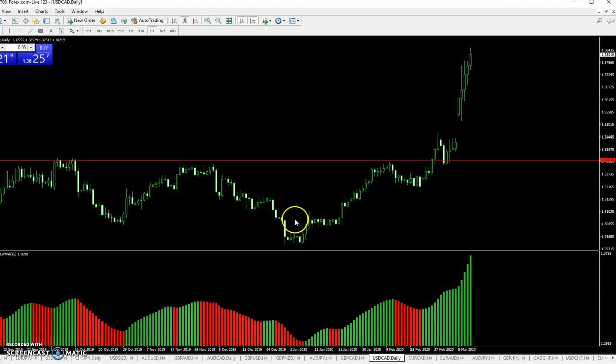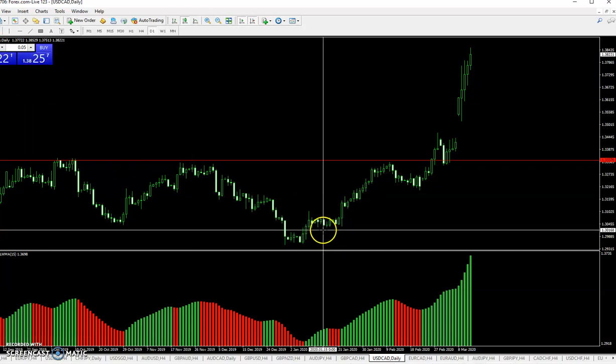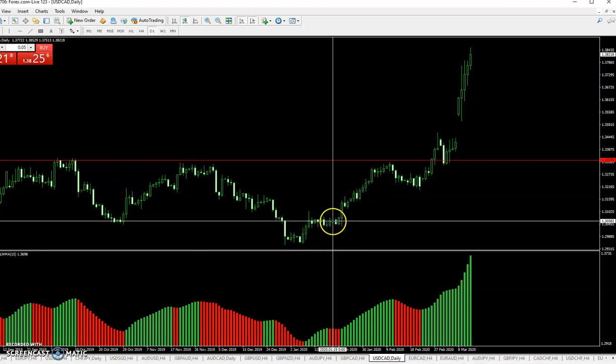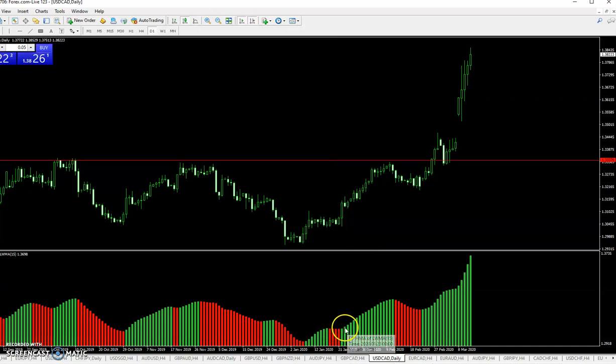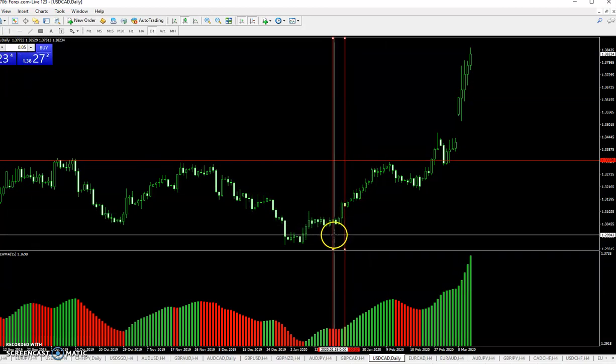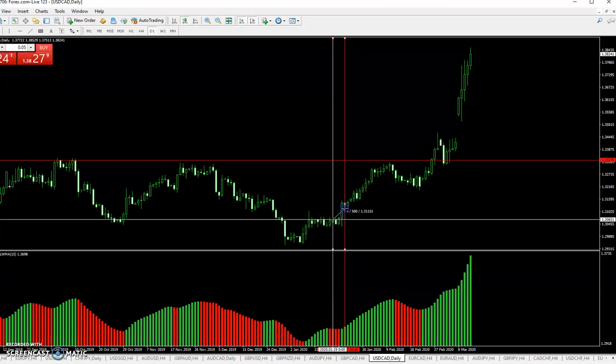For example, this would have been a loss right here if you would have gotten a sell on here, and you would have gotten out on the second candle, which is here. So you would have gotten short here on this candle and exited and switched to long on this candle. So that would have been a loss. Not all trades will be winners, obviously.